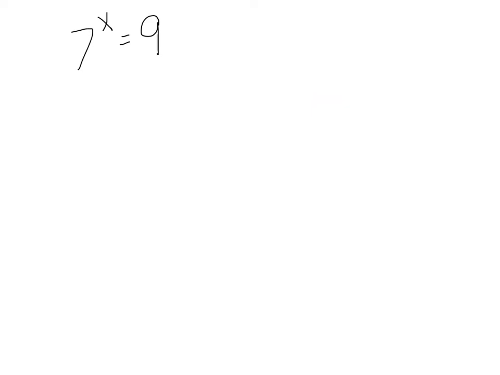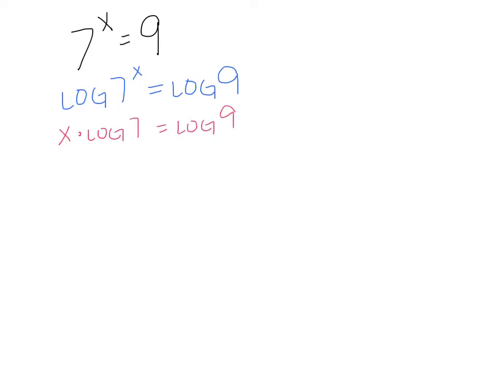So to solve this, I'm going to take the log of both sides. And I'm just going to take the common log of both sides. In a little bit, I'll show you taking another type of log of both sides. You're going to see it doesn't make a difference. So when we take the log of both sides, we have the log of 7 to the x equals the log of 9. Now we can use our properties. So we have x times the log of 7 equals the log of 9.